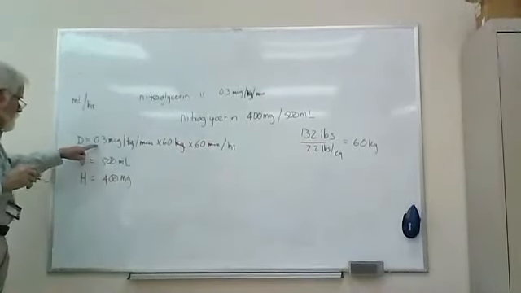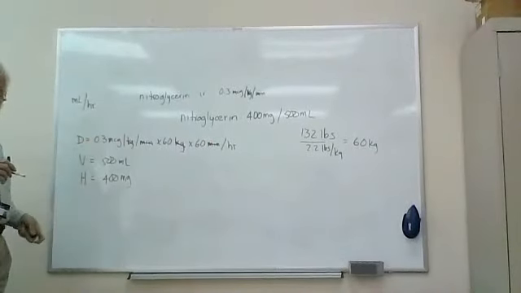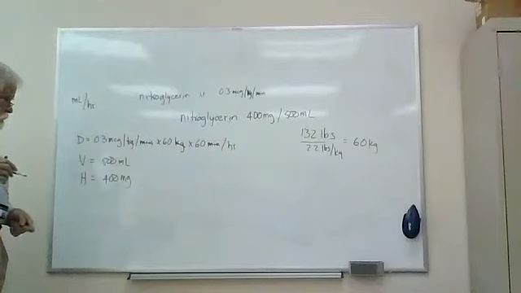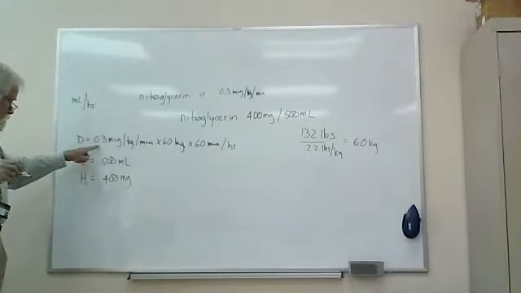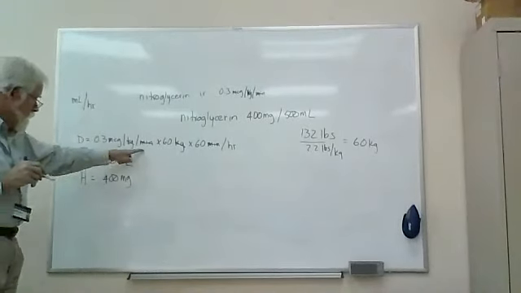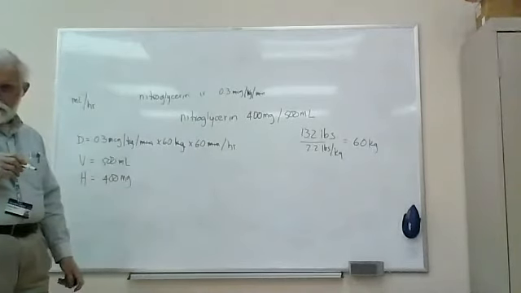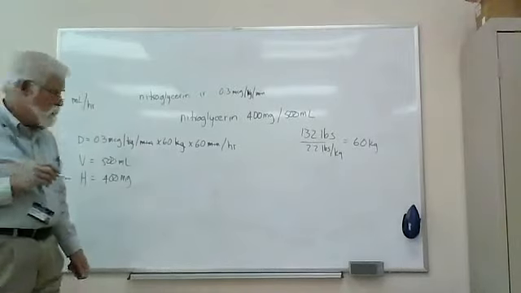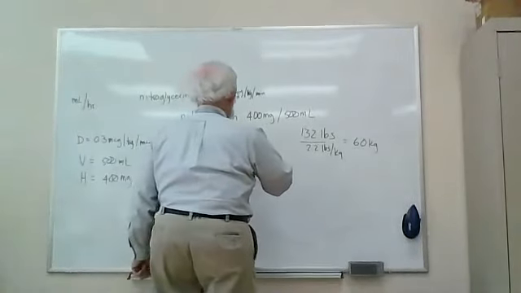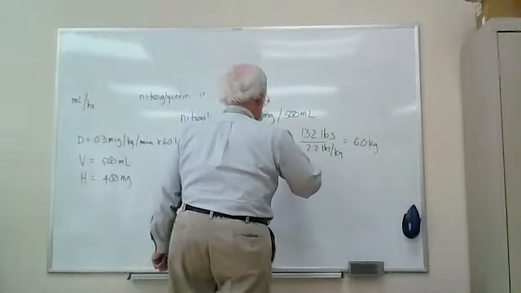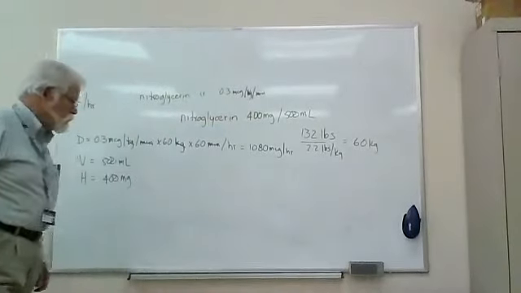So what is 0.3 times 60 times 60? Use your calculators. What are we looking at? We're at 0.3. We're multiplying it by 60 and then again by 60. 1,080. So we have 1,080 micrograms per hour.